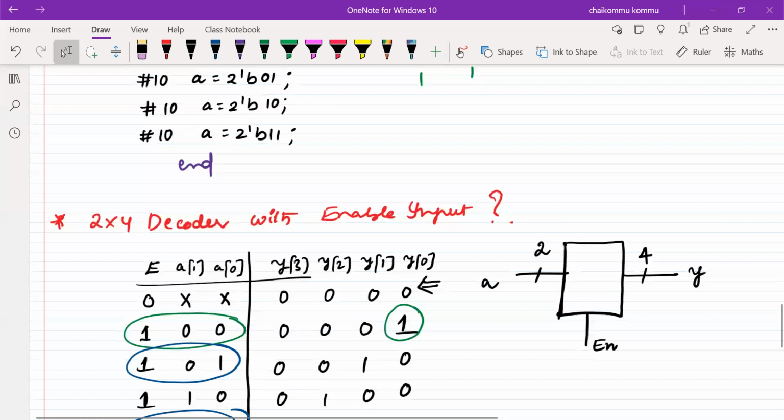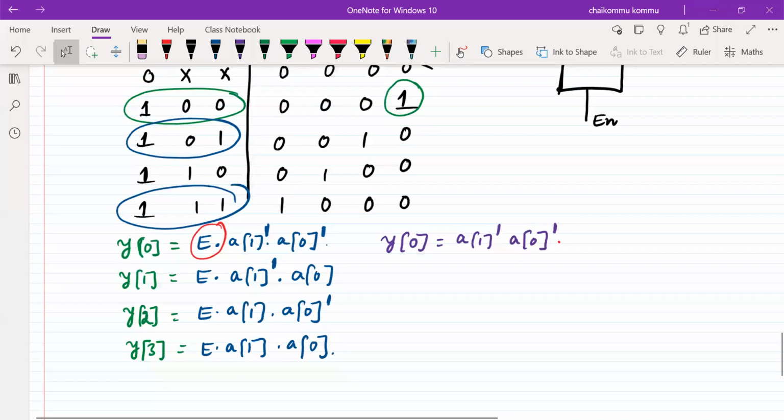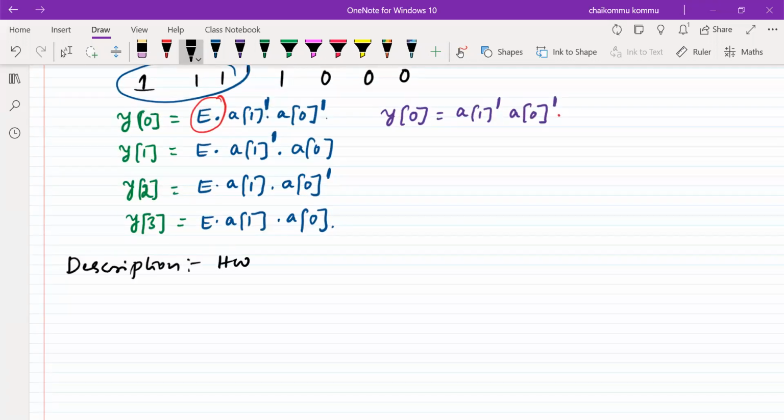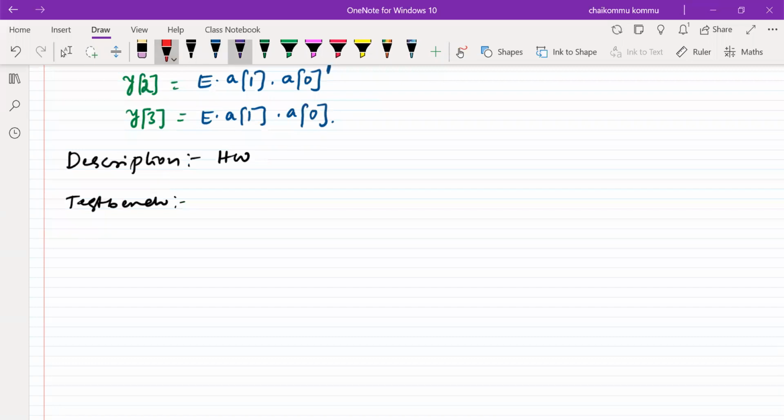Everybody knows the description, so take it as homework. As for the test bench part, I'll write only the middle part. Okay, initial. Let us begin here.